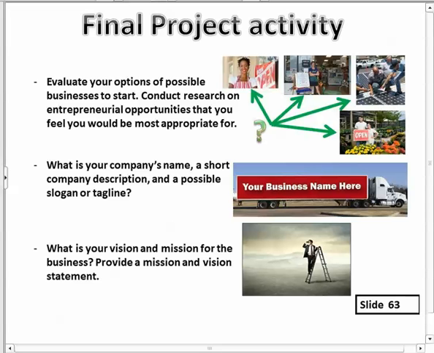Okay, and then working on your final project, again, we have some things that we want you to look at this week, working toward that final project. Again, looking at what your options are, what kind of research into entrepreneurial opportunities you feel are appropriate for you. You get to discuss what company name you want to use. Has anything here caused you to change your idea of what that name or tagline would be? And then discussing more of your vision. Again, this is nothing you're going to turn in tonight. This is helping you put together your thinking for that final project.